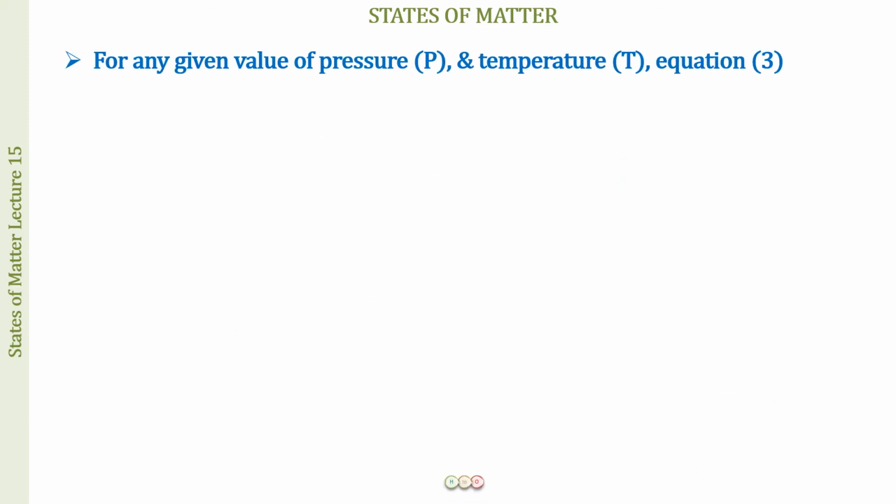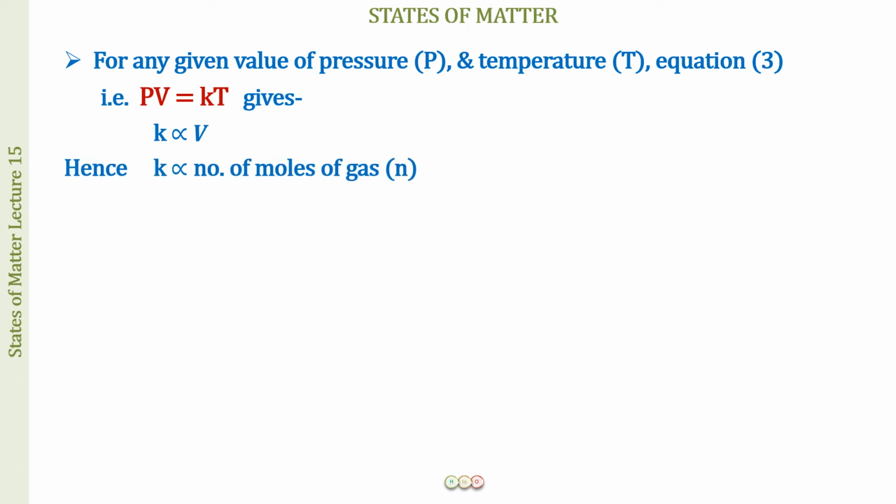So now for any given value of pressure and temperature, that means if you are going to keep the pressure and temperature of the gas constant, from equation 3 that you saw just now, PV equal to KT, we are going to get that K is going to be directly proportional to the volume of the gas. Now, one thing more that you have learned while you were learning the Avogadro's law was that when the pressure and temperature are constant, the volume of the gas is directly proportional to the number of moles of the gas. So from this we can also write that K is going to be directly proportional to the number of moles of the gas.